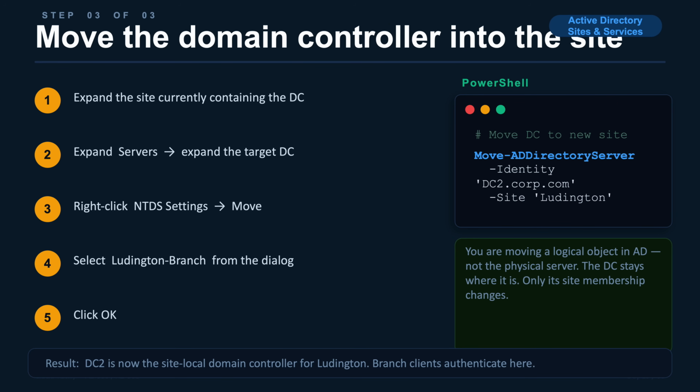After this step, the directory knows that DC2 is physically located in the Ludington site. Clients there will now be routed to it for authentication. Replication between DC1 and DC2 will follow the site link schedule. The topology is complete.